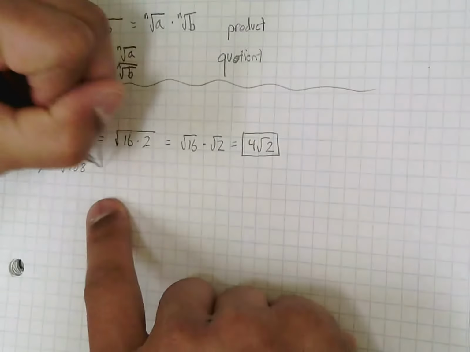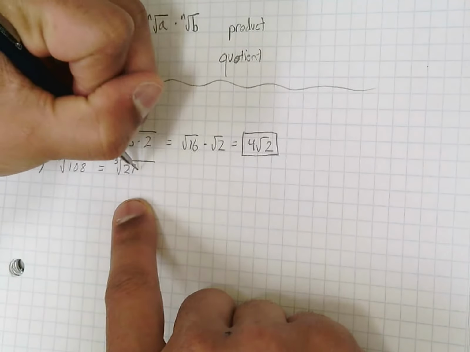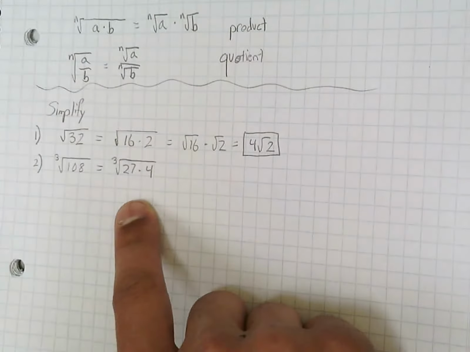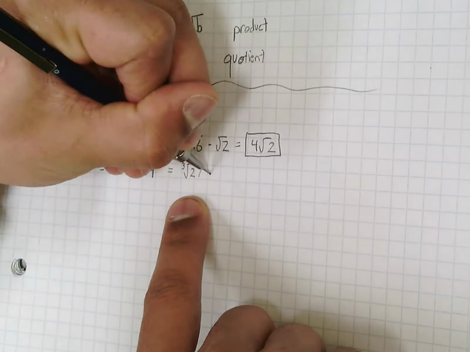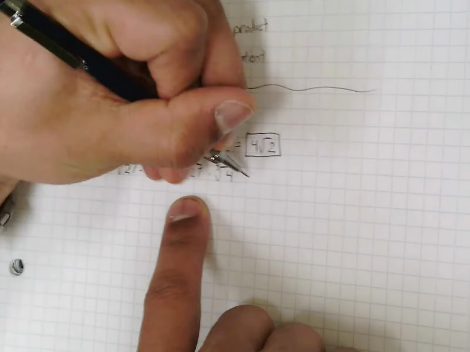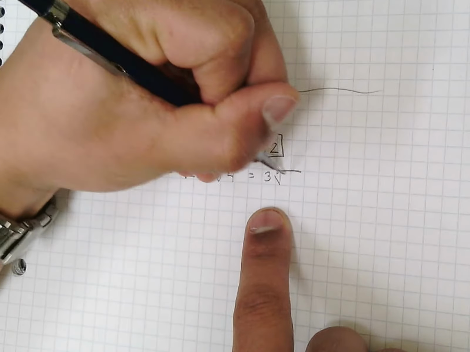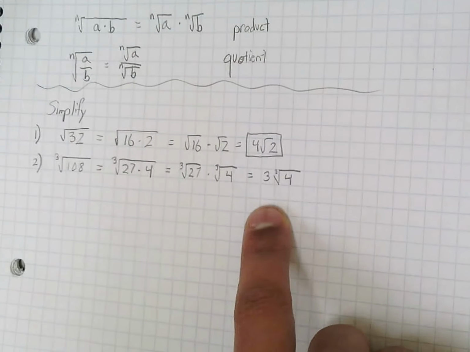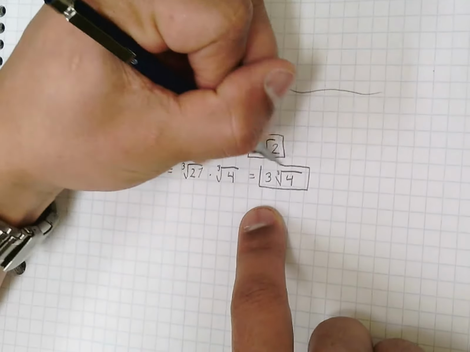So that means I can rewrite this as the cubed root of 27 times 4, which then I can separate into the cubed root of 27 times the cubed root of 4, which is 3 times the cubed root of 4. The cubed root of 4 cannot be simplified anymore, so there we have it. We are done.